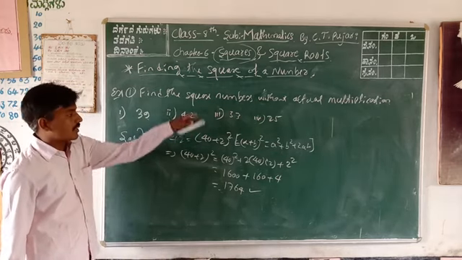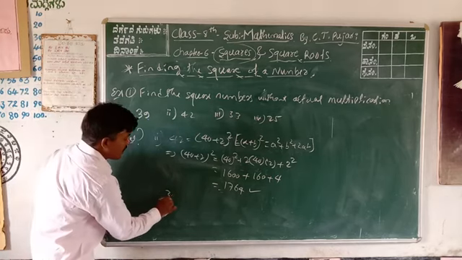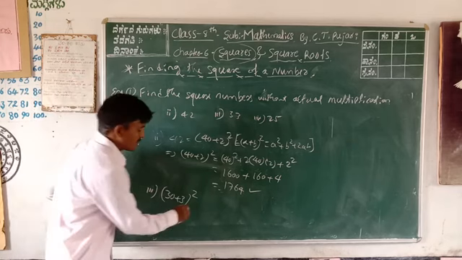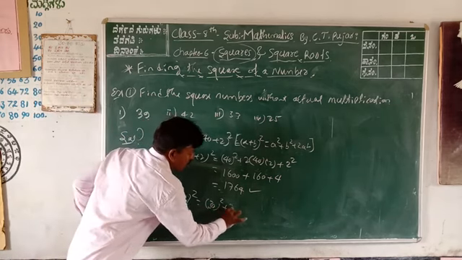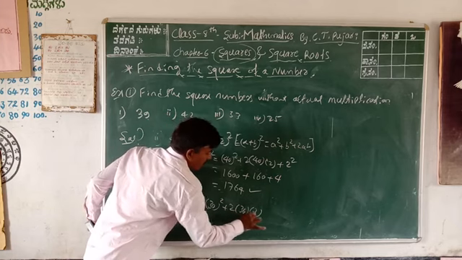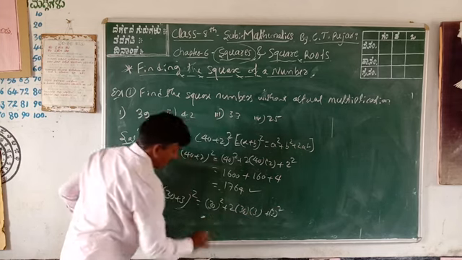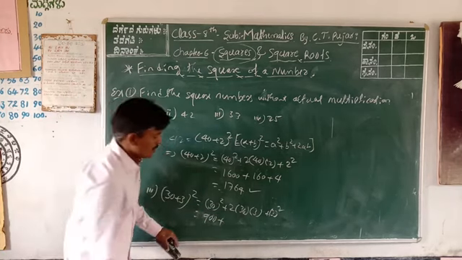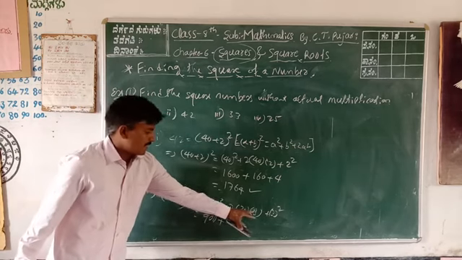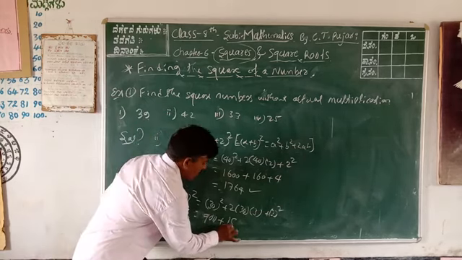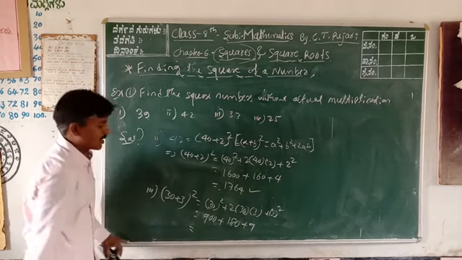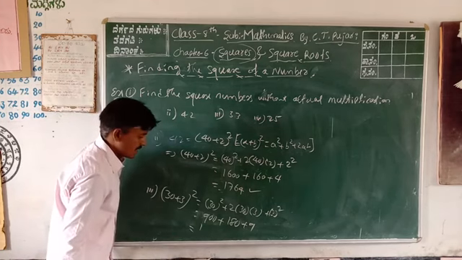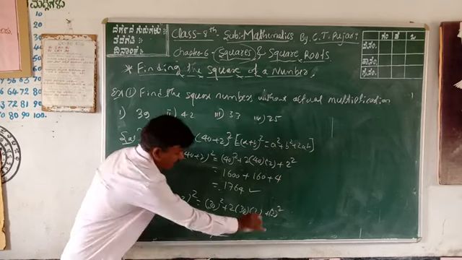What about the next one? The third one is 33, which is 30 plus 3 whole square. That is 30 square plus 2 into 30 into 3 plus 3 square. 30 square is 900, plus 2 into 3 is 6, 6 times 30 is 180, plus 9. Therefore, 900 plus 180 is 1080, plus 9 is 1089. 1089 is the square number.